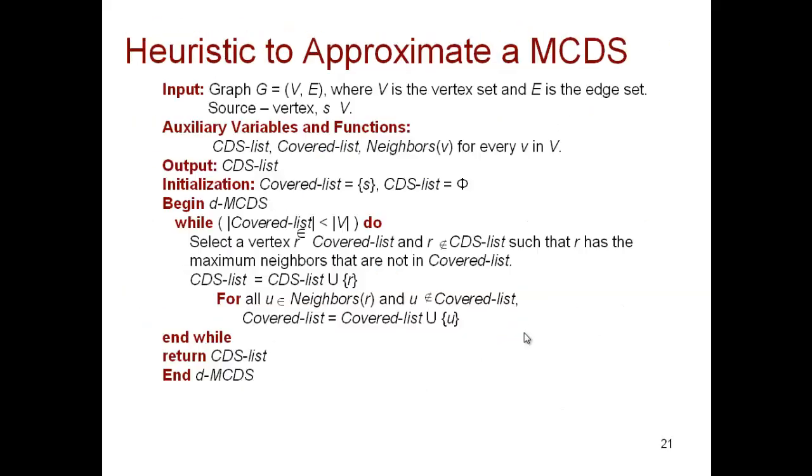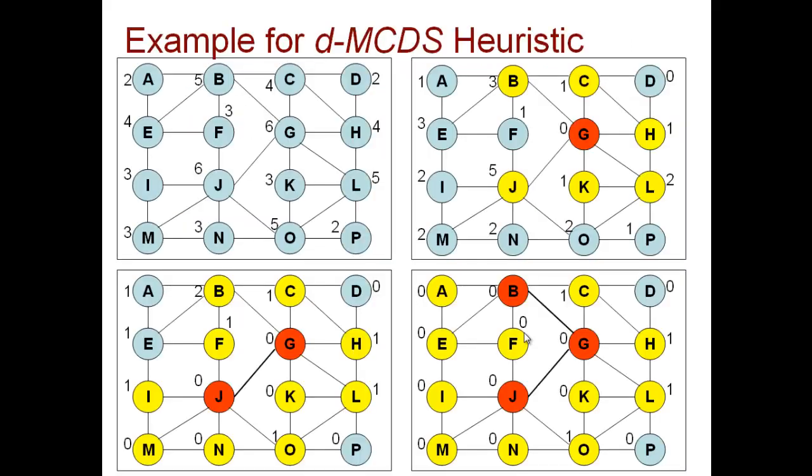Now, how to find the MCDS of a network? So we'll go to this example. So again, by definition, MCDS means the minimum set of nodes that are connected to each other, in the sense that every node in the network is either in the MCDS or is a neighbor of a node in the MCDS. So that means you want to cover as many nodes as possible by including a node in MCDS.